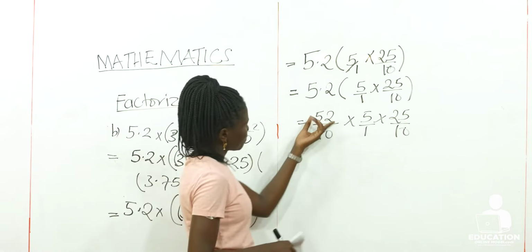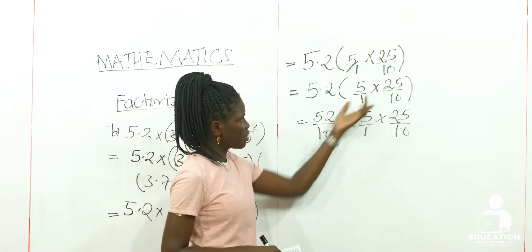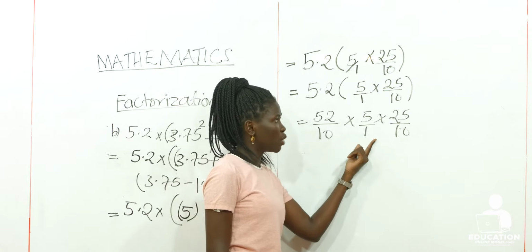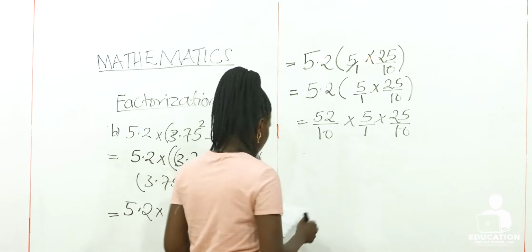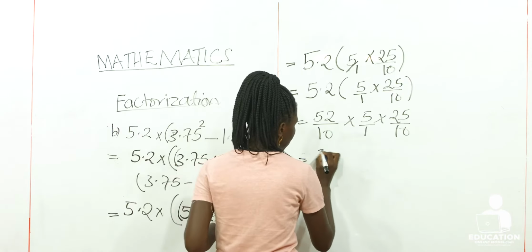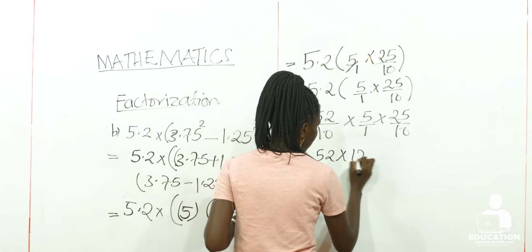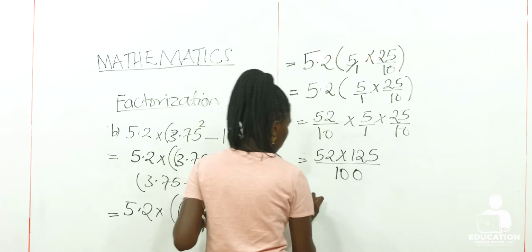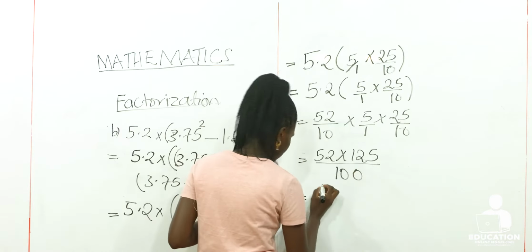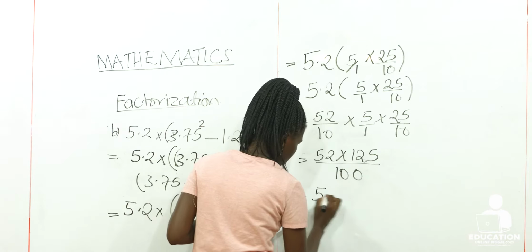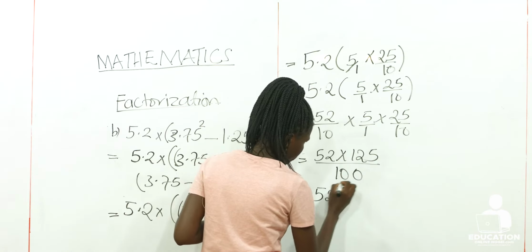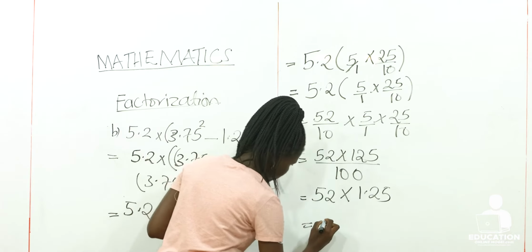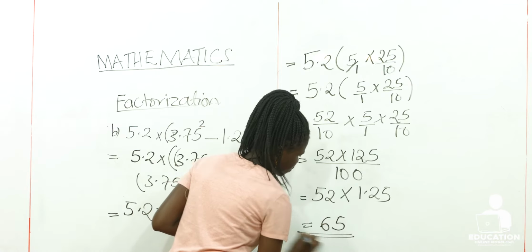So when we have this, we've now opened the bracket, and we're now multiplying all of them, but we've made the 5, which is a whole number, to also be a fraction by writing it out of 1. So when you have this, we're going to now finally have here, this will be 52 times 125. When you multiply the denominators, you'll get here 100. So if we choose this outside and work out with this, we shall be having 52 times 125 over 100, which is the same as 1.25, and our final answer will be 65.